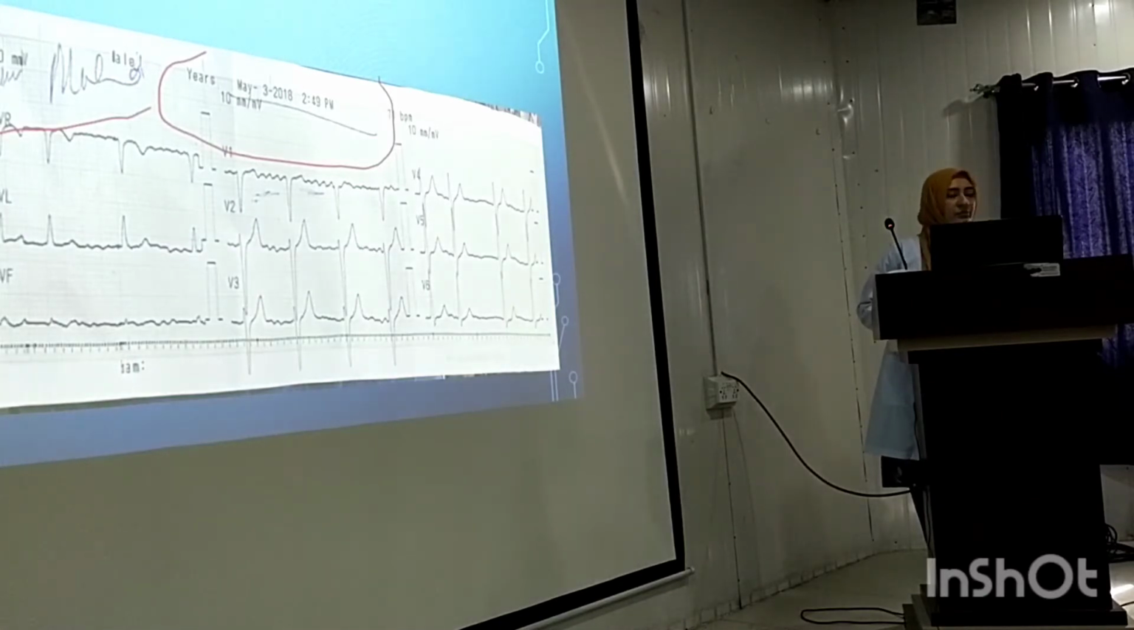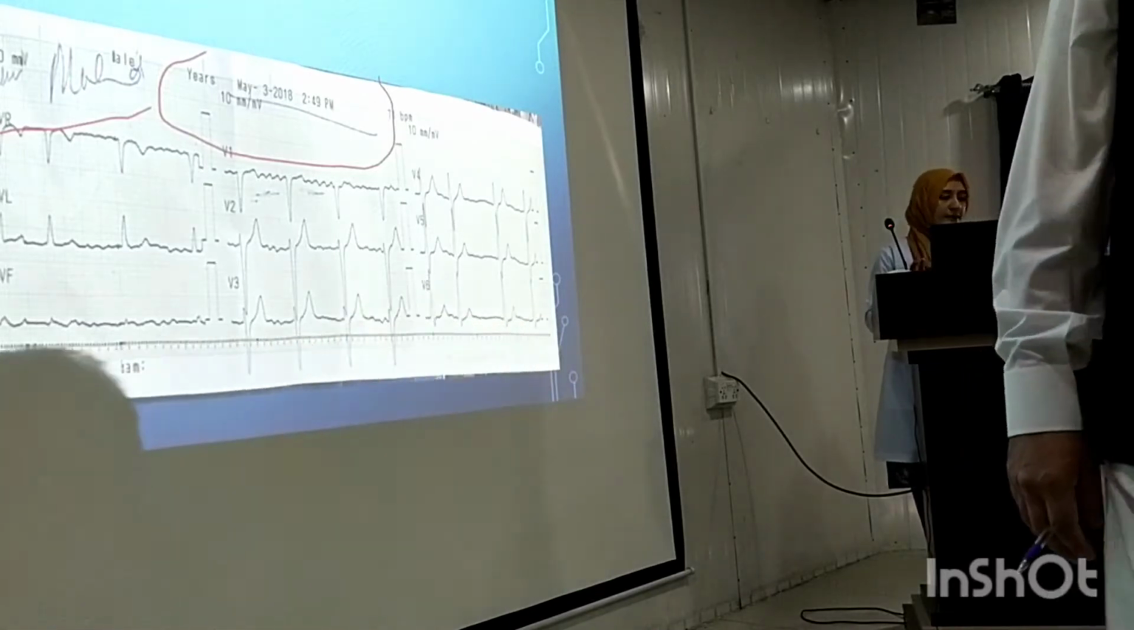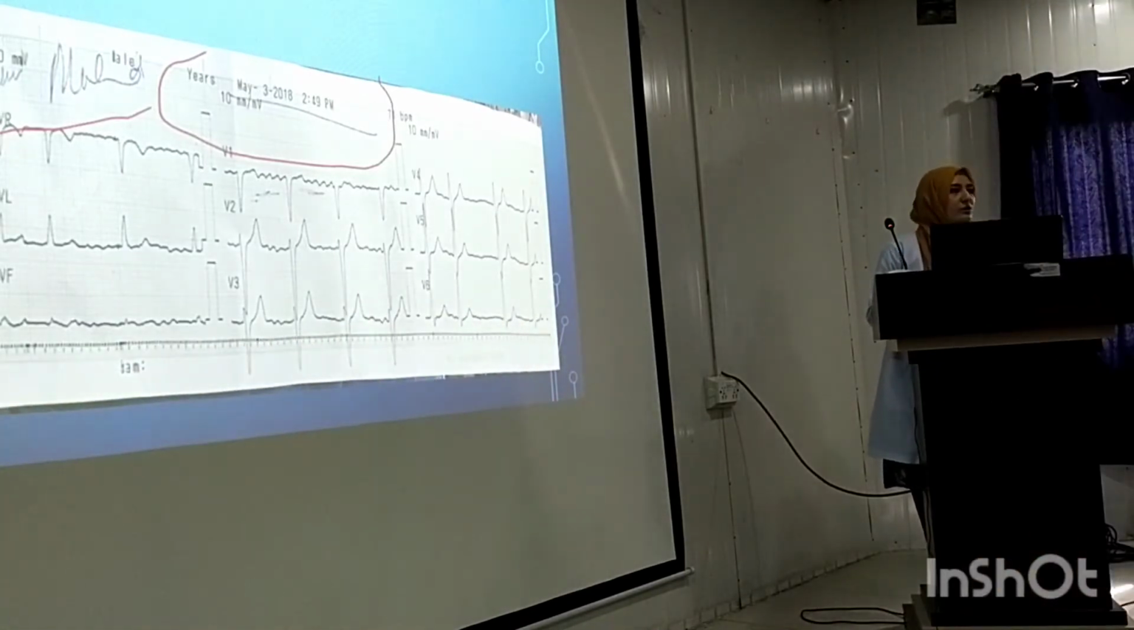So the purpose of putting this slide is to emphasize the importance of the demographic data. The importance of the demographic data cannot be overemphasized. Now there is another thing.